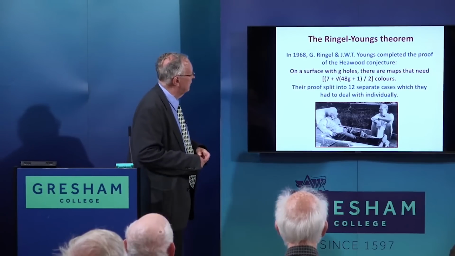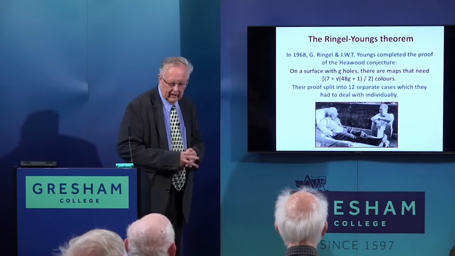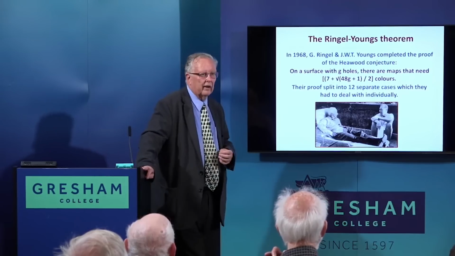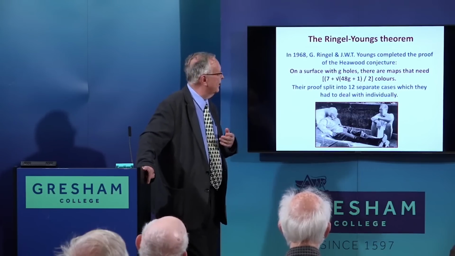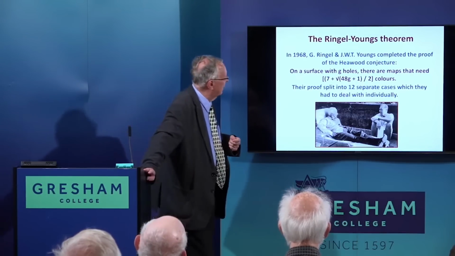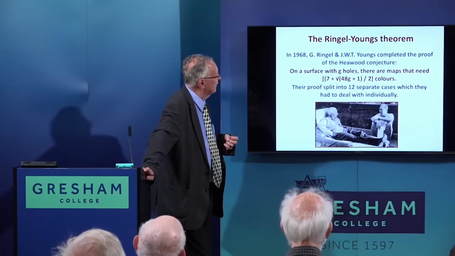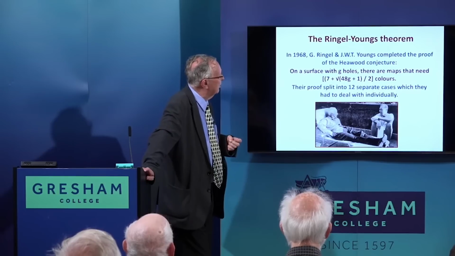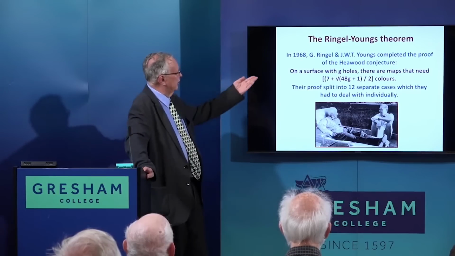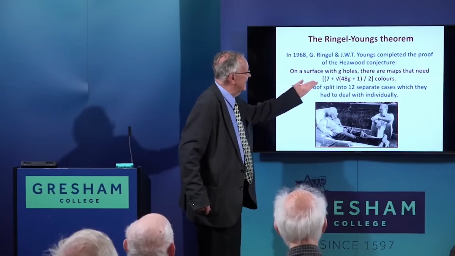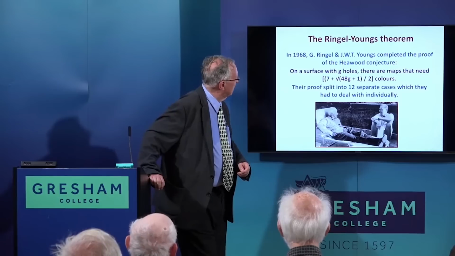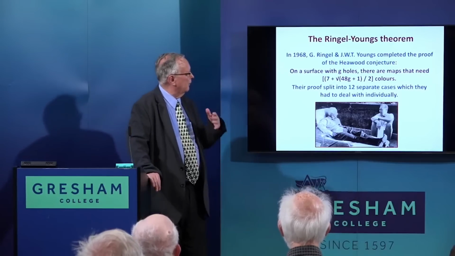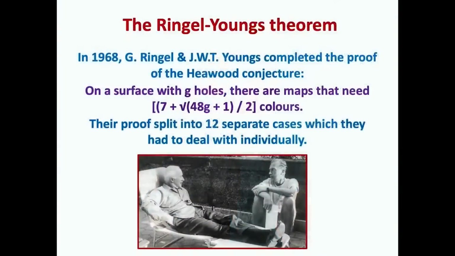well, it was done by 2 gentlemen called Ringel and Youngs. It took a further 78 years to prove the Heawood conjecture. And it was done by Ringel, who was German, and Youngs, who was American, in California. And they completed the proof that on the surface of G holes, there are maps that need this number of colours. I'm not going to go through the proof. There are whole books on the subject. But their proof split into 12 separate cases. And 9 of them had been done by the middle of '67.